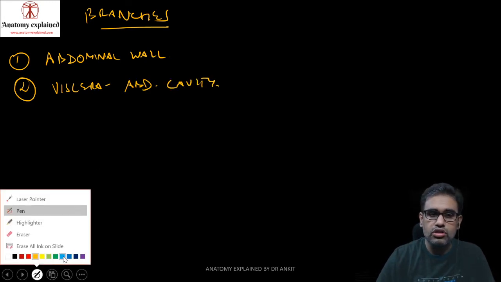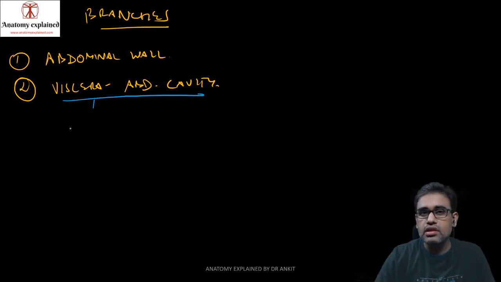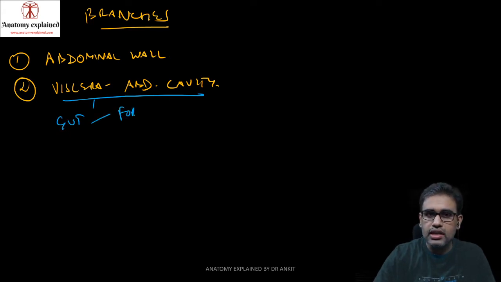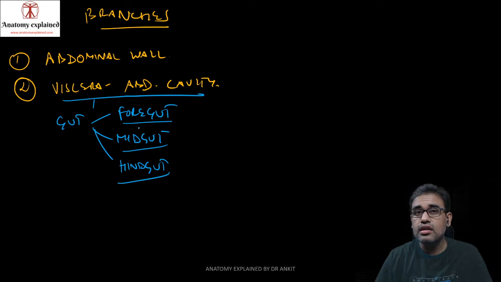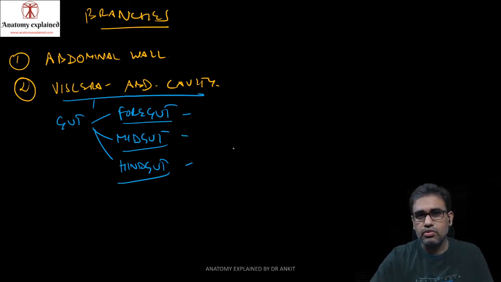so for that we also need to know what those viscera are. In the abdominal cavity we have the gut region, so it will supply the gut part. The gut, we know, is divided into foregut, midgut, and hindgut. So these three parts of the gut are embryologically different. These three parts of the gut will be supplied by three separate branches coming from the aorta.